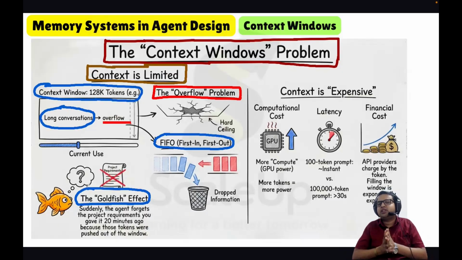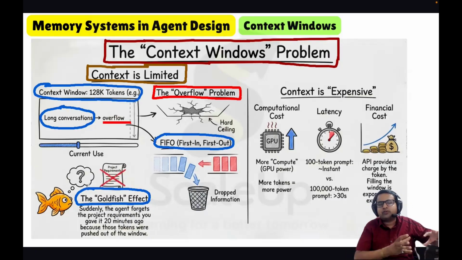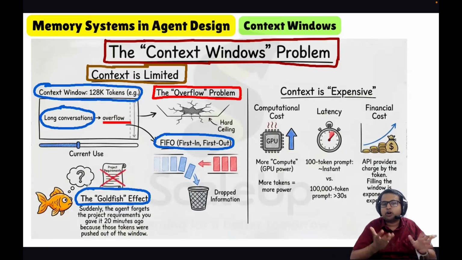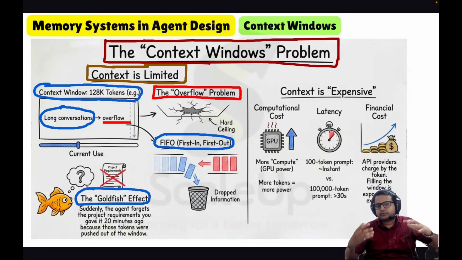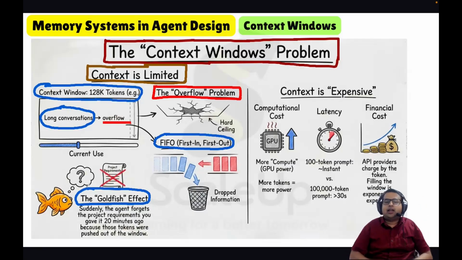So the goldfish effect means that because of the overflow problem, to make room, the oldest messages are flushed out from the context window, and because of that, the agent will start forgetting that information because it's not there in the memory. We see that agents start forgetting the starting conversations, and that is what the goldfish effect is.